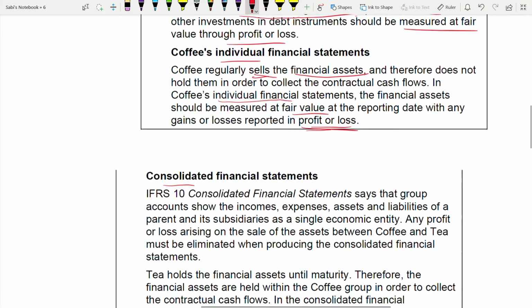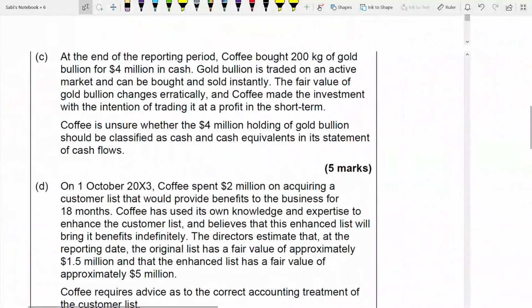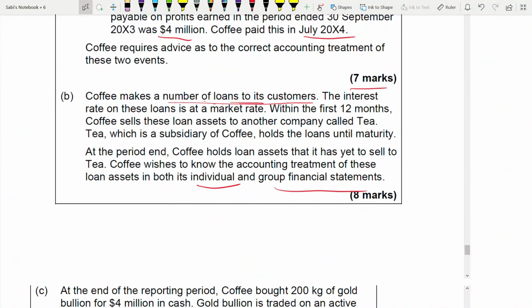Now we are coming to the consolidated financial statements. If you want, again we'll go through part B. Within the first 12 months, they sell these loan assets to another company called D. They're making a number of loans to customers and they're selling them to the other company D also.